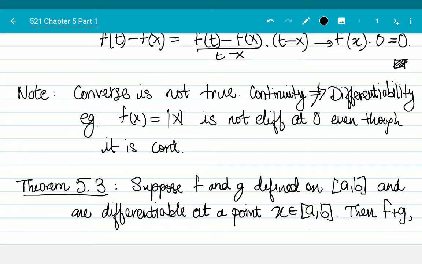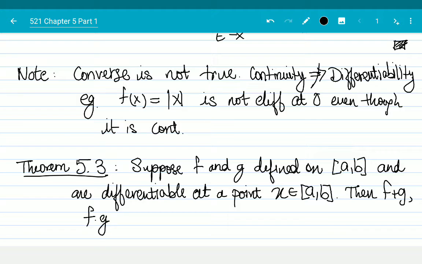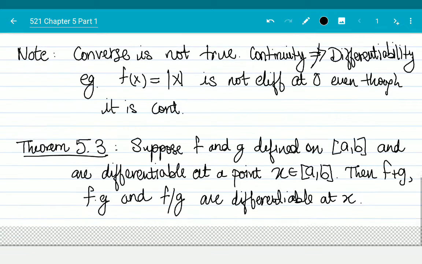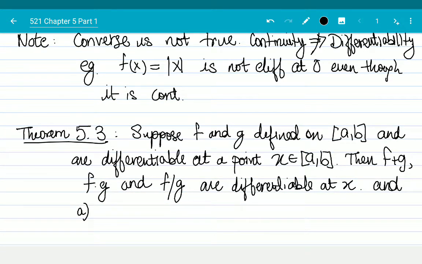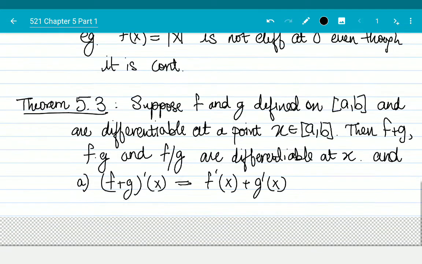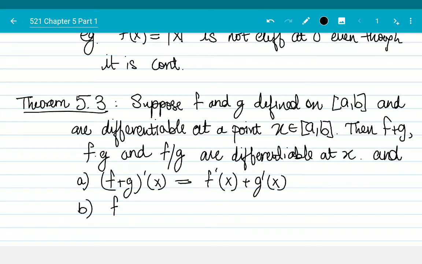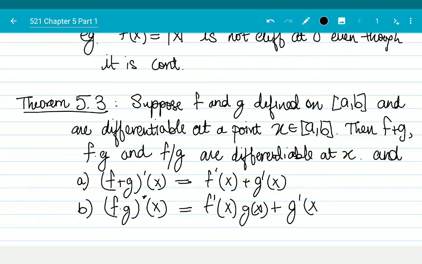Then f plus g, f multiplied by g, and f divided by g are differentiable at x, and (a) f plus g prime of x is equal to, well, this is the nice one, f prime x plus g prime x. (b) This is the not as nice one, f prime x g of x plus g prime x f of x.